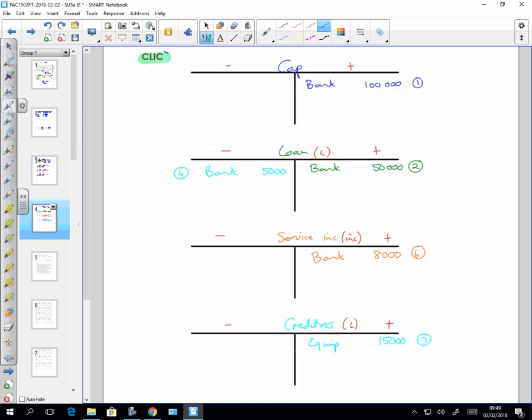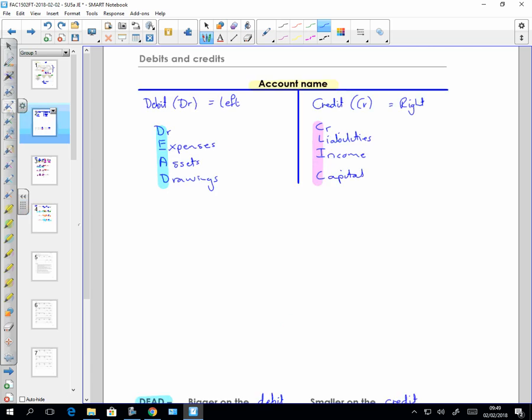CLIC says credit liabilities, income, and capital to make them bigger, and debit them to make them smaller. Does that make sense? All right, so back to that same page, you'll see there's a nice white space there. Another way to illustrate a little bit further, let's look at my accounting equation. What is that again? Assets equals equity plus liabilities.